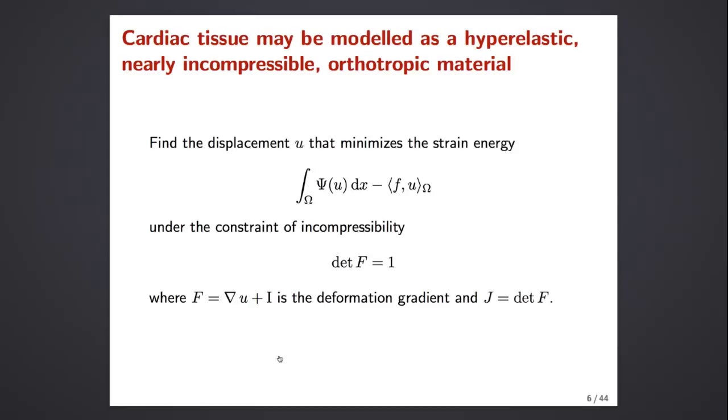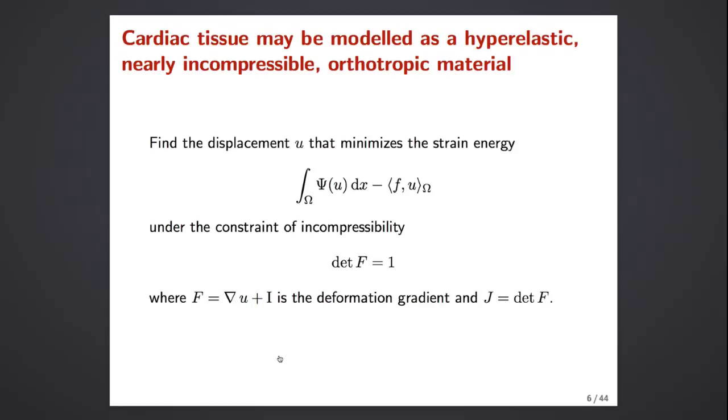So what you're interested in solving for is the displacement u, of the ventricle. And you're interested in finding u that minimizes a certain energy, maybe the strain energy. It's given by the integral over the domain omega of some strain energy psi, which is a function of this displacement u, and any body forces given by f.